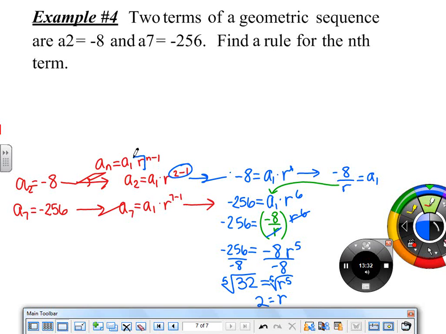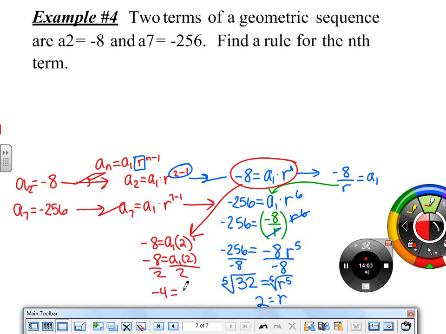So I'm going to have this part of my rule, but I'm still not going to have A1. So I'm going to go back to one of these equations that I wrote, probably the ones with the simpler power of R and simpler numbers, like this one that says negative 8 equals A1 times R to the 1. And I'm going to plug in my value of R. So negative 8 equals A1 times 2 to the first power. So negative 8 equals A1 times 2. Divide both sides by 2. So I have negative 4 equals A1. So now I know my first term is negative 4.